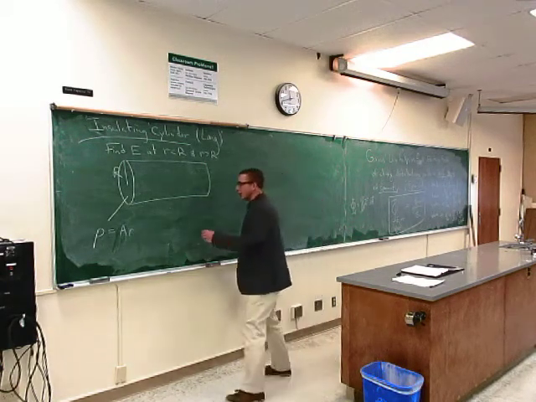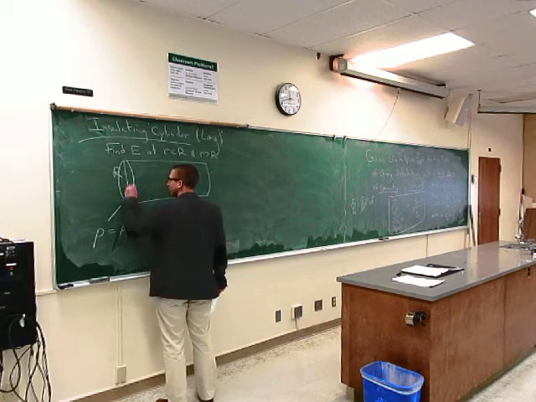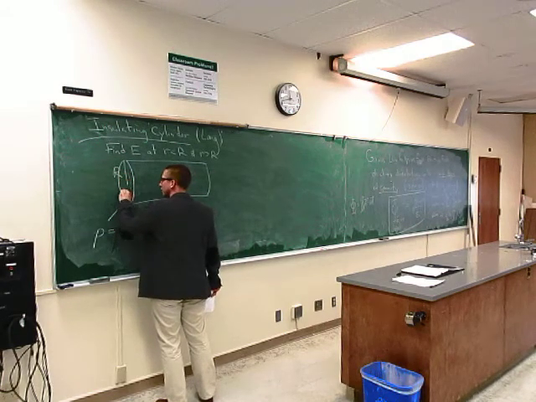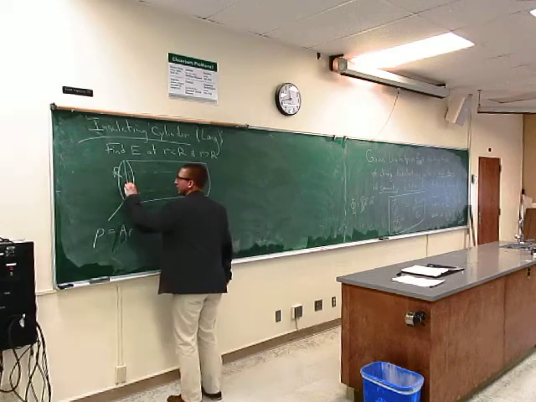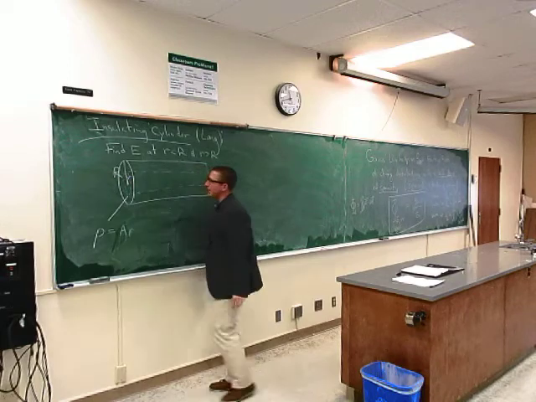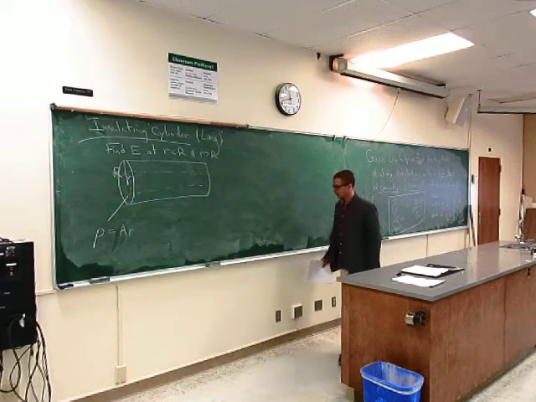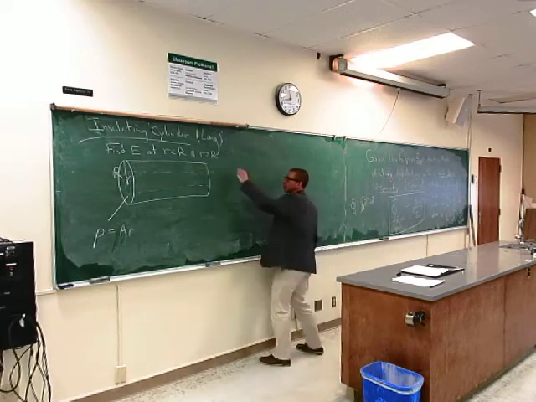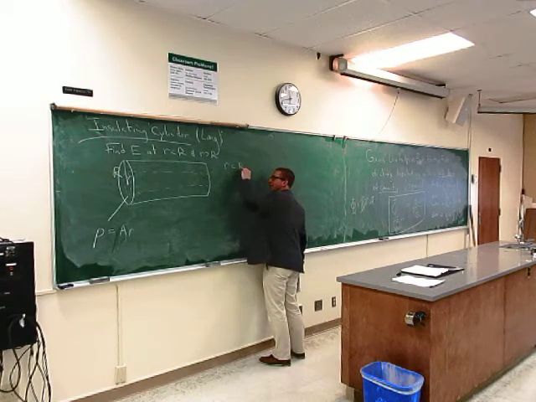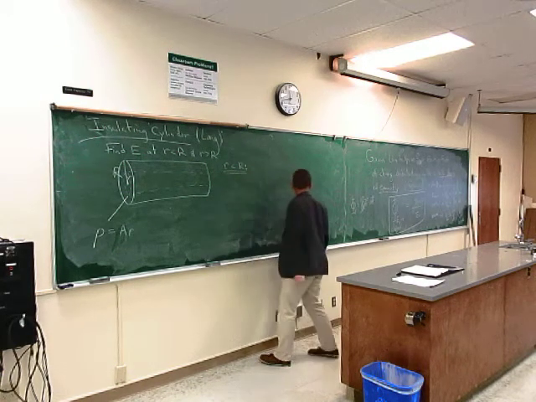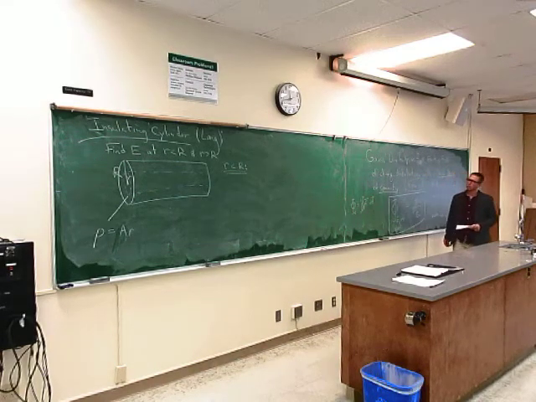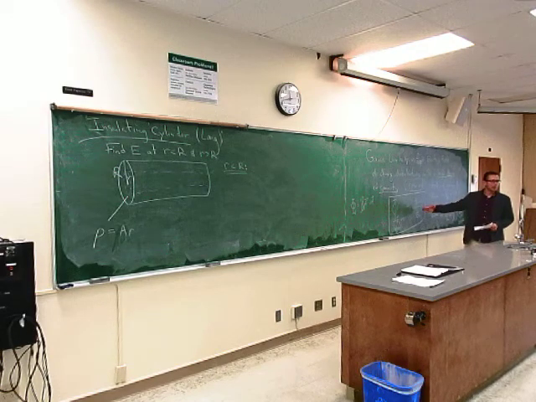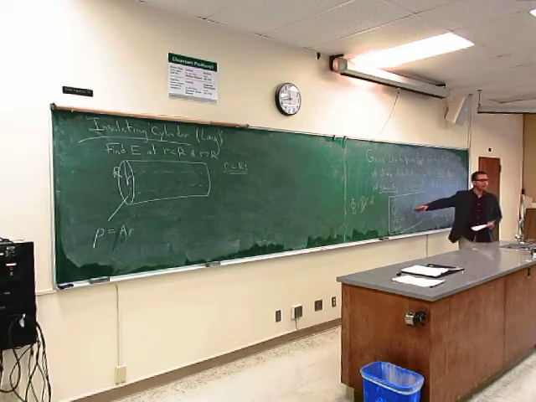So let's look at a region that's inside, first of all. I'm going to create a Gaussian cylinder that is less than capital R, and I'll give it a radius little r. So let's try to find the electric field with little r less than big R. So first step, calculate the flux.